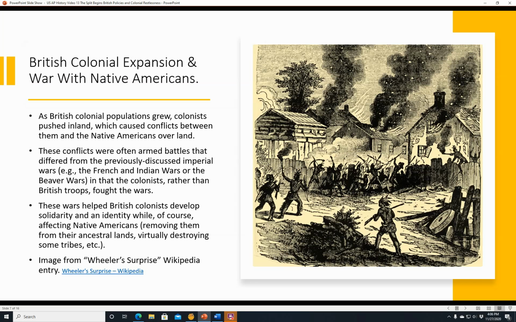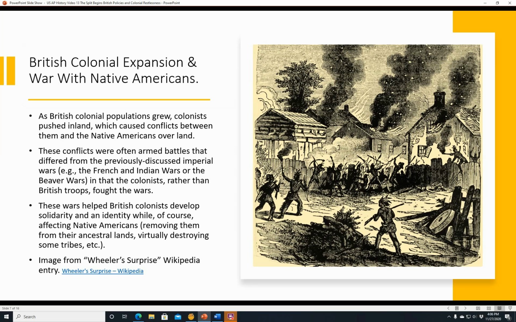All right. The British colonial expansion and war with Native Americans. As British colonial populations grew, colonists pushed inland, which caused conflicts between them and the Native Americans over the land. These conflicts were often armed battles that differed from the previously discussed imperial wars, that is, the French and Indian Wars or the Beaver Wars, and other wars. These are just examples. In that the colonists, rather than the British troops, generally fought the wars.